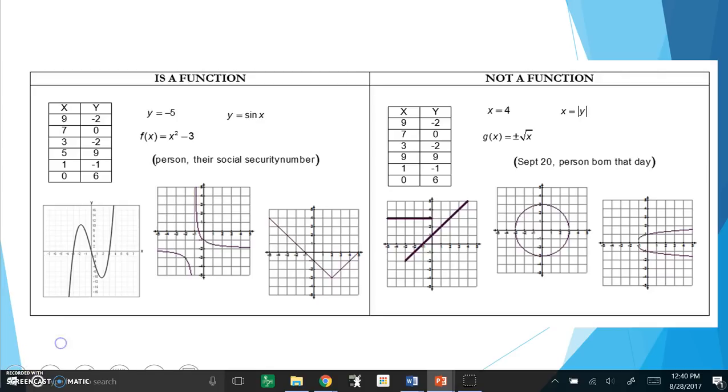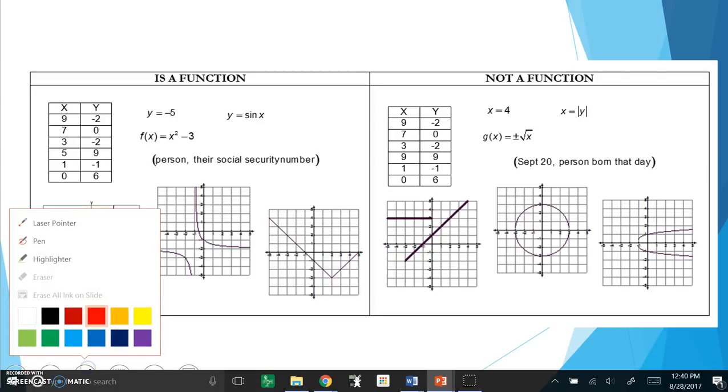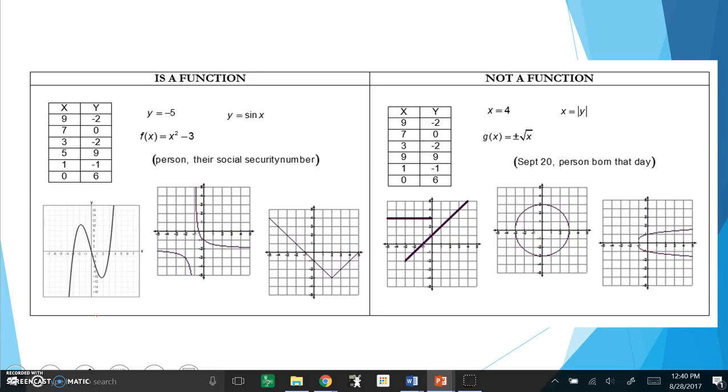Hey guys, so today we're going to be talking about functions. The first thing we need to determine is if something is a function or not. On the front of your paper you see this table right here, and the left side shows examples of things that are functions and the right side is not. I'm going to go through each of them and show you why they are or are not a function.